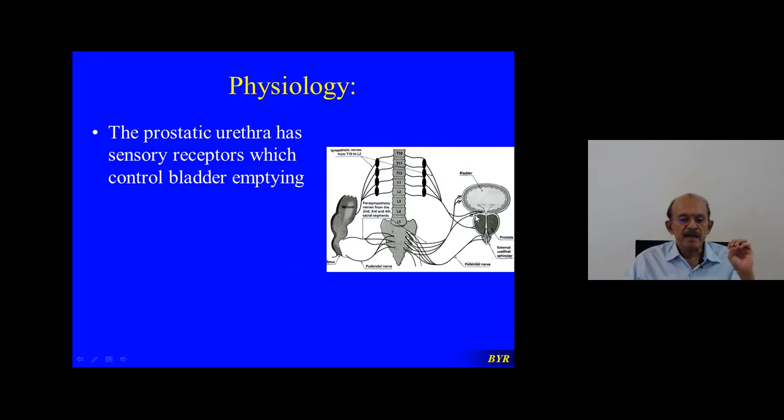And this is aided by the sensory input from the prostatic urethra also. As long as urine is flowing in the prostatic urethra, the receptors there will send impulses to the brain that the urine is still flowing. So as long as the urine is flowing, the bladder stays contracted. Once the prostatic urethra is completely emptied of urine, bladder contraction will be absent. That means the prostatic urethra also has sensitive receptors.